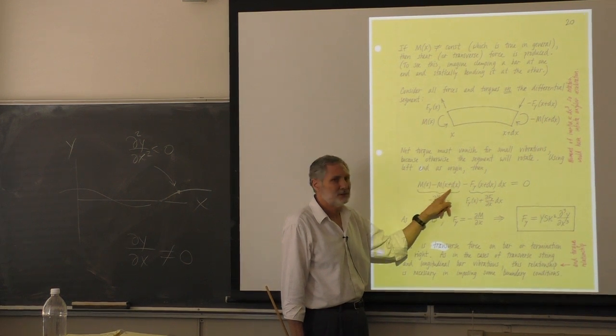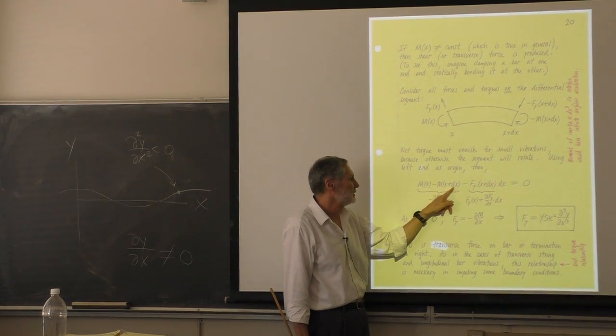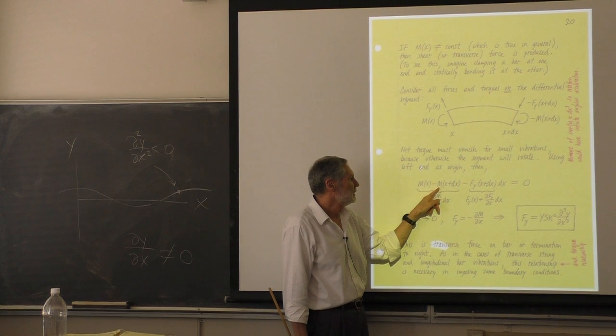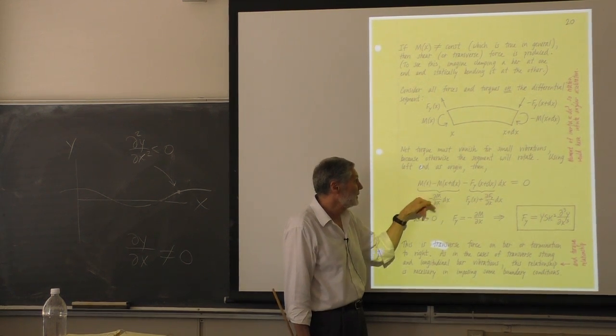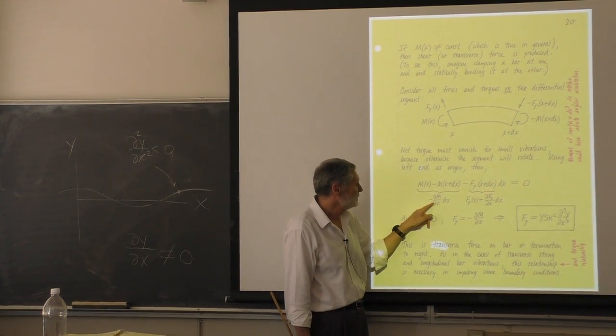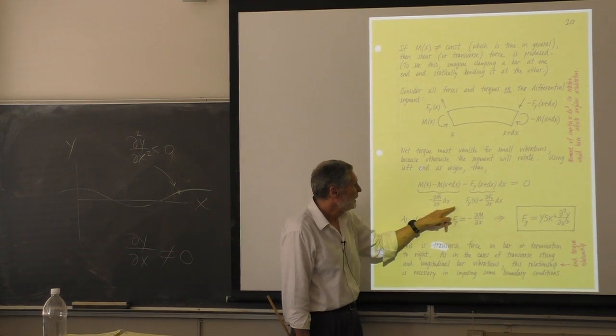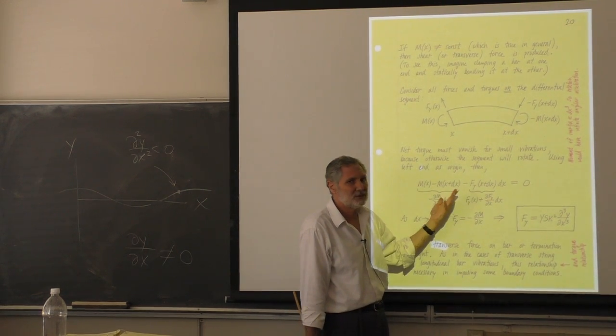We can expand this in a Taylor expansion. The value of this, because dx is small, is going to be the value at x plus the derivative of m with respect to x times dx. So because of the minus sign, I get this. We do the same Taylor thing here. We did this before for the string.